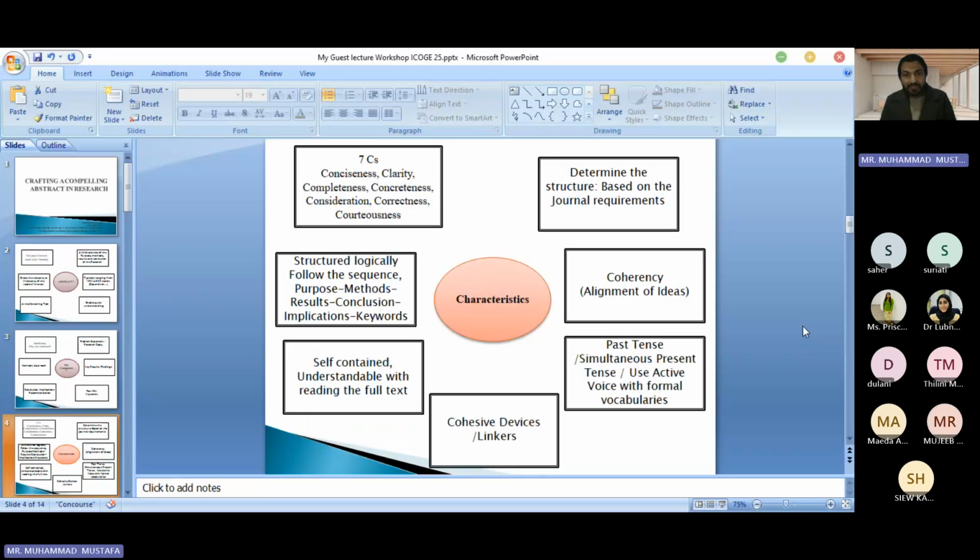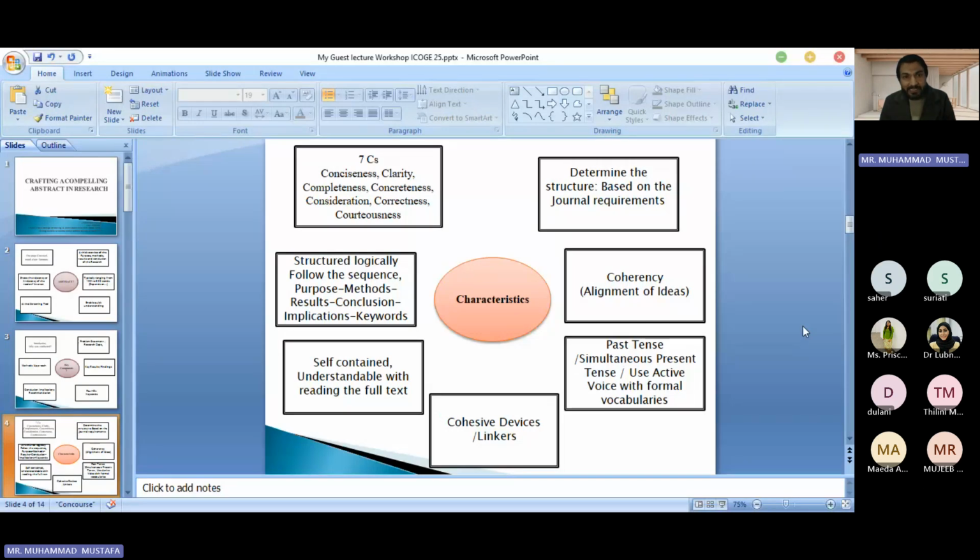So there are some features and some rules of writing or crafting a compelling research abstract. Basically, there are so many principles and rules, but I have just given a few important rules here. A compelling abstract is based on the seven principles of effective communication, the 7 C's. The 7 C's are the seven principles of effective discourse. Here we are just talking about the textual discourse of abstract writing.